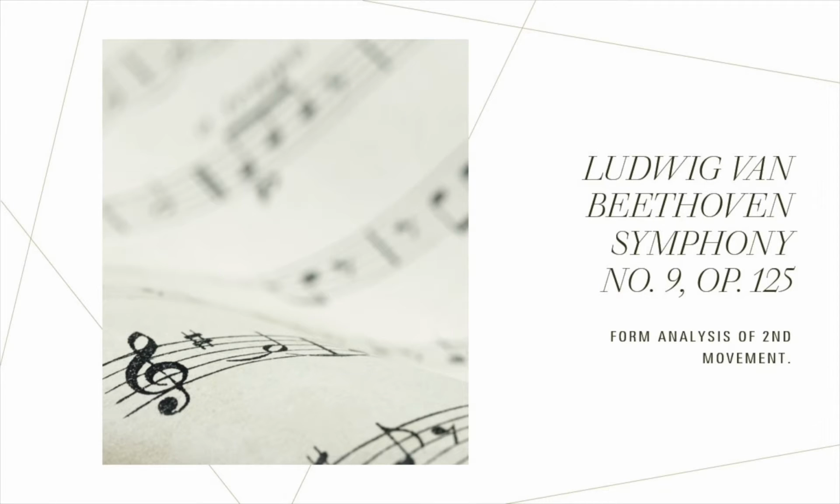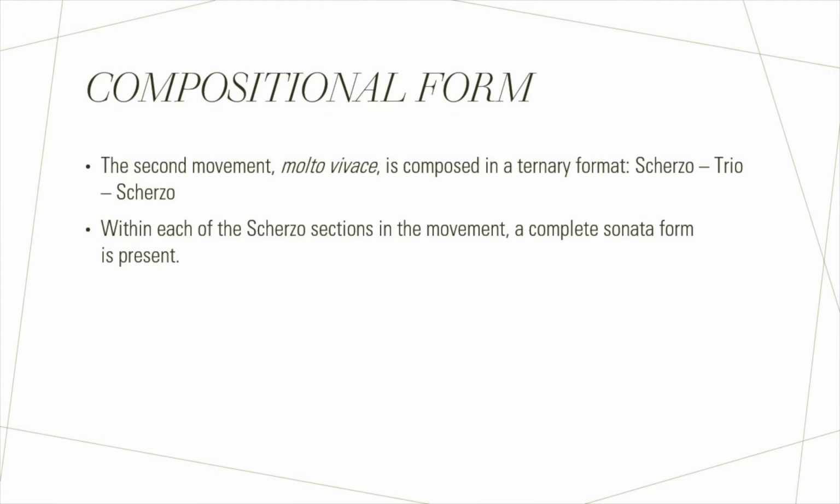This brief presentation will contain a form and analysis of the major components within Beethoven's Scherzo movement in his Ninth Symphony. The second movement, Molto Vivace, is composed in a ternary format, containing three big sections: scherzo, trio, scherzo. Within each of the scherzo sections in the movement, a complete sonata form exists.